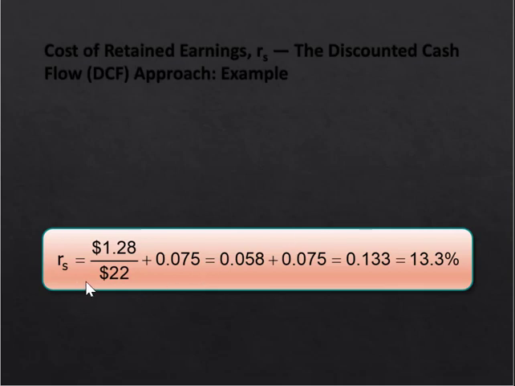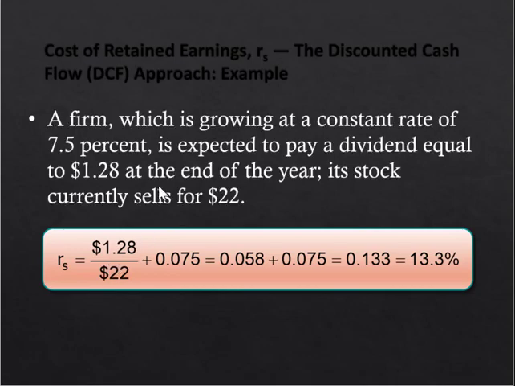So in this particular case, you've got a dividend that's being paid out, which is growing at a constant rate of 7.5%, is expected to pay a dividend equal to $1.28 at the end of the year, D hat sub 1, and the stock currently sells for 22. So if we go back to the formula, you've got the expected dividend over the current price plus the growth rate. So this reduces to 5.8%. That's the current expected yield on that stock for dividends, plus a 7.5% constant growth rate. Add those two together, that gives you 13.3%, which is the required rate of return on the stock.